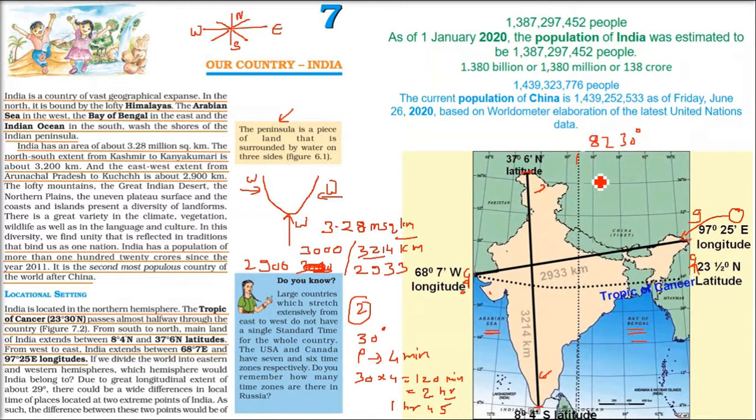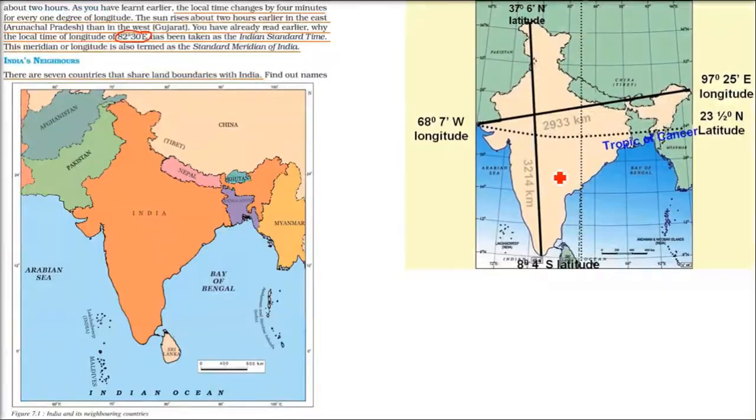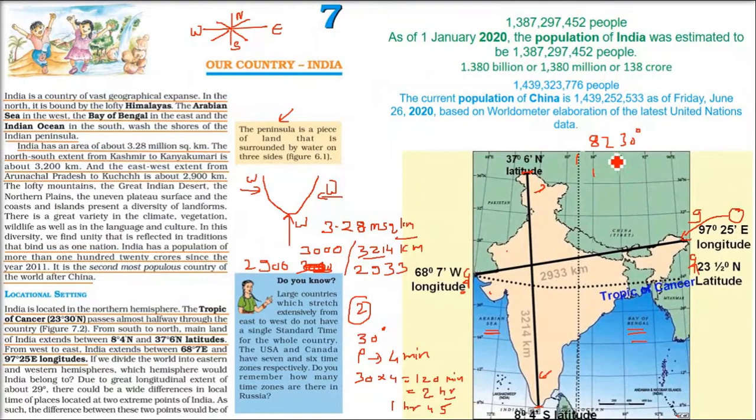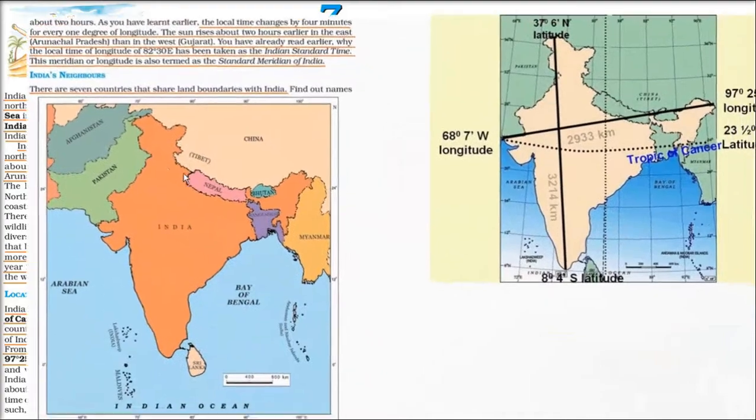Prime meridian of India, a line which is passing through UP, Uttar Pradesh, Mirzapur, 82 and a half degree, right? And 82 and a half degree is in the east. So all these people who are standing anywhere in India will have the exact time which is on this line. So this is our Indian Standard Time line, right? Why do we do this? Why do we have this IST?